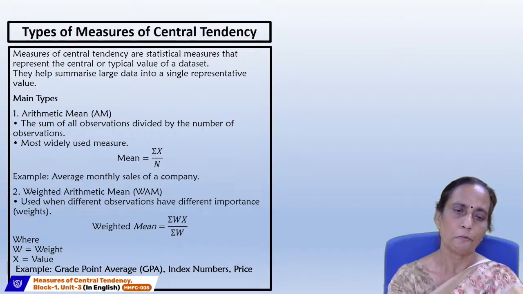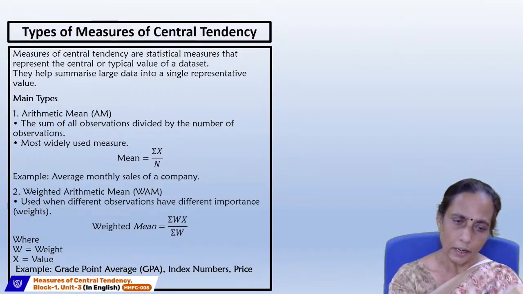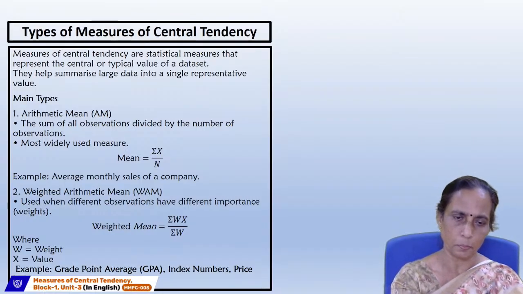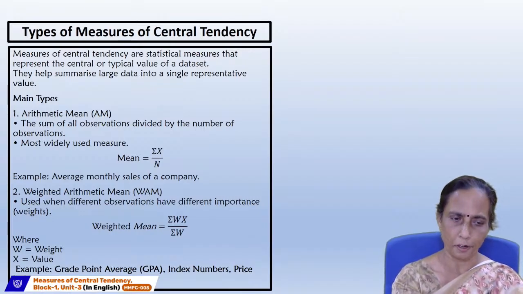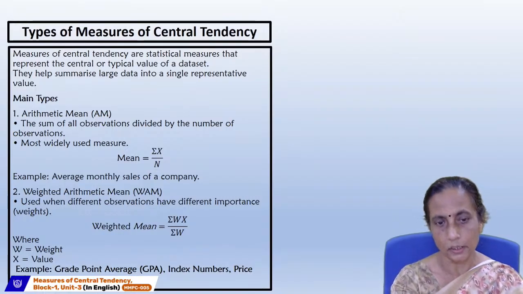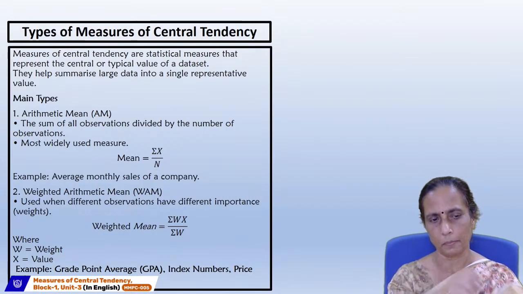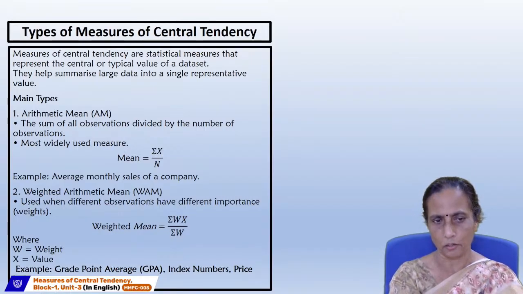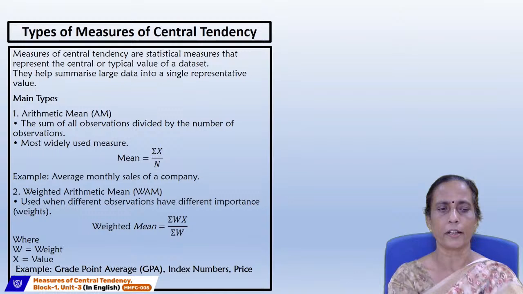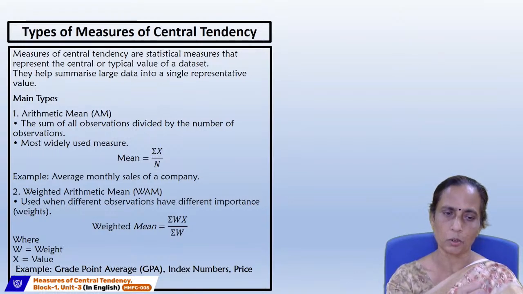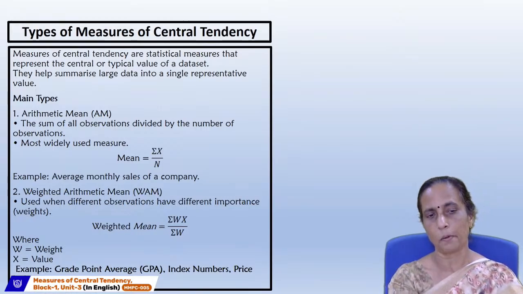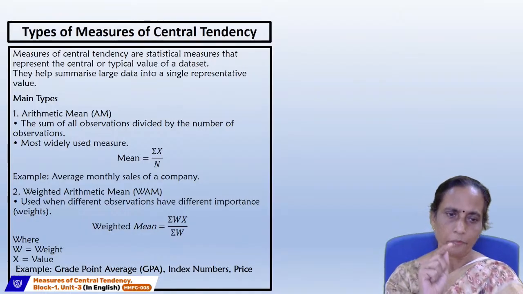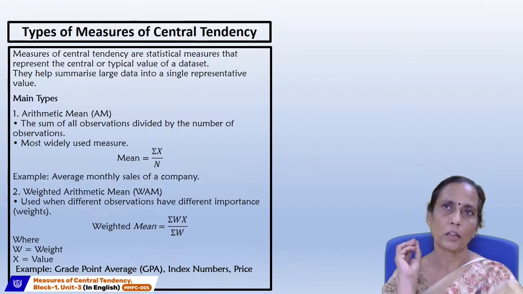and your score is 40, then while calculating your grade points, this particular paper's weight is say 3 into the score of yours, that carries that summation wx by summation w. So this particular average, the weighted arithmetic mean, is being used while calculating the grade point averages or your index numbers, price index, etc. So used when different observations are of different importance.